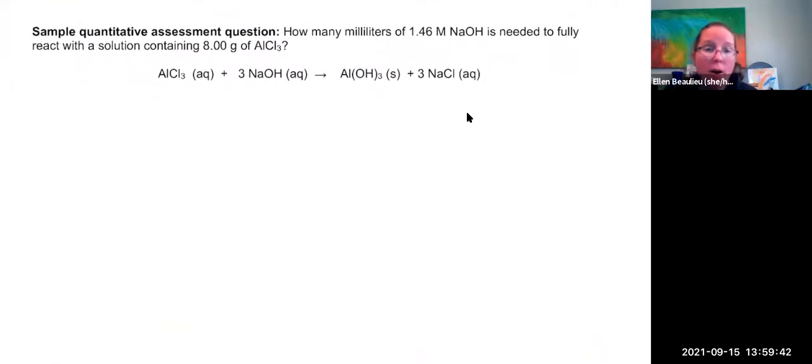I want you to pause the video and see if you can set up a tunnel for this next one based on those same principles. How many milliliters of a 1.46 molar sodium hydroxide solution is needed to fully react with a solution containing 8 grams of aluminum chloride? Pause the video, set up your tunnel, maybe unpause the video and see how the tunnel looks, and then put in the numbers and solve for the end. I'll be here when you get back.